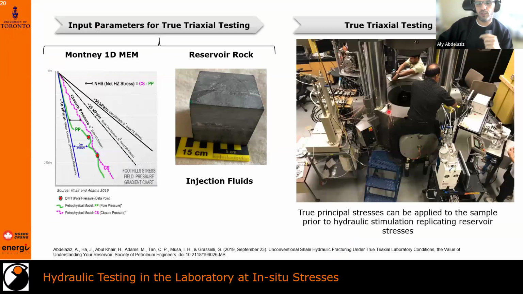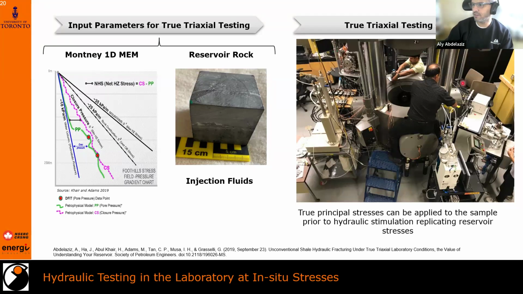To do this, we need 2 things. We need to understand the stress state, which we were lucky enough that a Montney 1D mechanical earth model is available. From there, we were able to understand the stress state at 2 kilometers below ground. We need a reservoir rock, which we have 2 types now, and we need injection fluid, which in the case of the experiments that we'll show later on, we have water and we have high viscosity fluid.